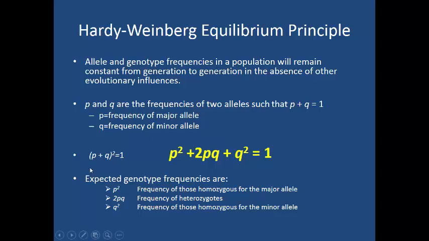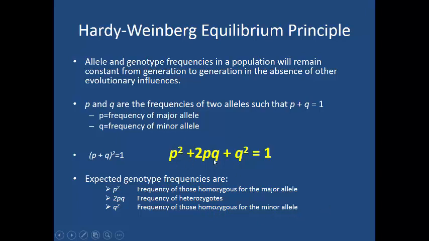So we know that we're diploid individuals. If we take this equation and we square it and then we factor it out, we get P squared plus 2PQ plus Q squared equals 1. P squared represents the frequency of those who are homozygous for the major allele. 2 times P times Q represents the frequency of heterozygotes in the population, and Q squared is the frequency of individuals in the population who would be homozygous for the minor allele.